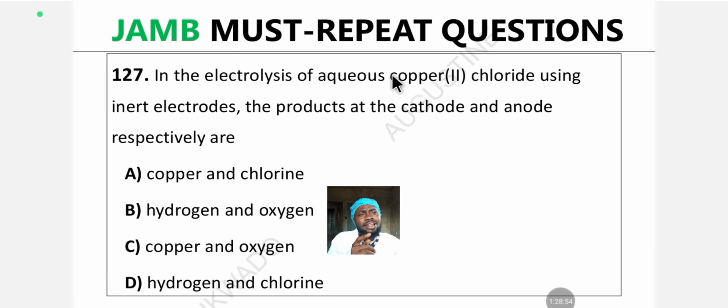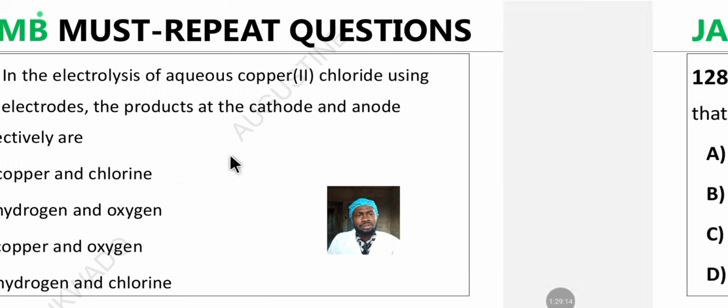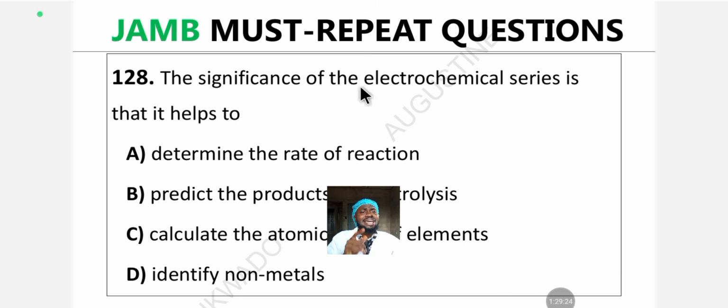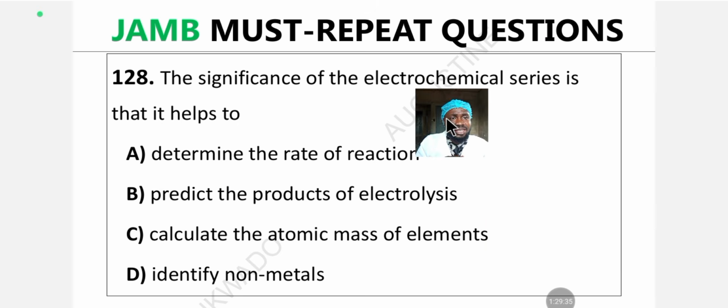Question 127. In the electrolysis of aqueous copper 2 chloride using inert electrodes, the products at the cathode and the anode respectively are A. Copper and chlorine. B. Hydrogen and oxygen. C. Copper and oxygen. D. Hydrogen and chlorine. What's the answer? Drop the answer in the comment section. Question 128. The significance of the electrochemical series is that it helps to what? A. Determine the rate of reaction. B. Predict the product of electrolysis. C. Calculate the atomic mass of elements. D. Identify non-metals. What's the answer? Drop the answer in the comment section.